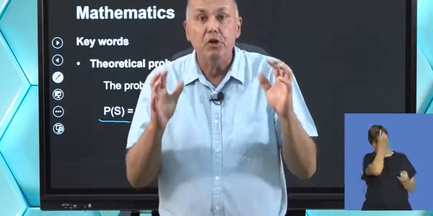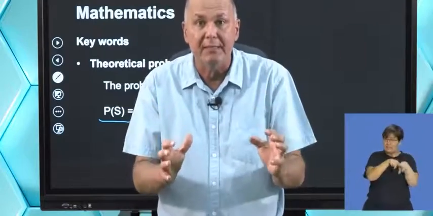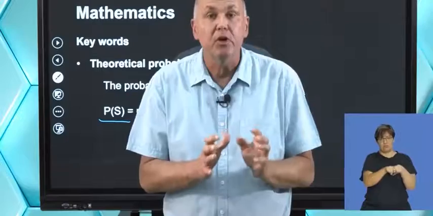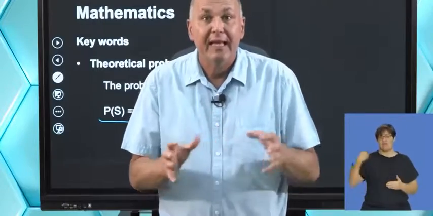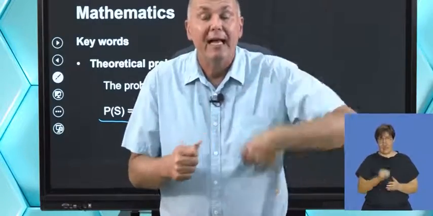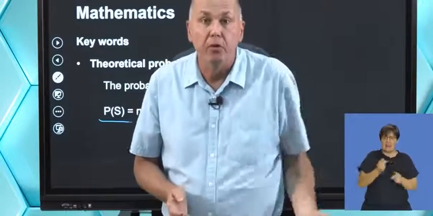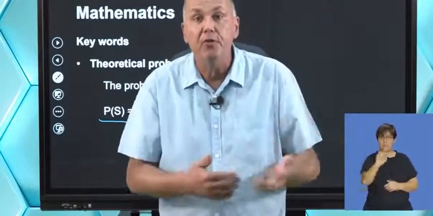And if we are going to do experiments in probability and we do a number of trials, we get something called relative frequency. These come from doing games or things like tossing a coin or rolling a dice over and over and over again.